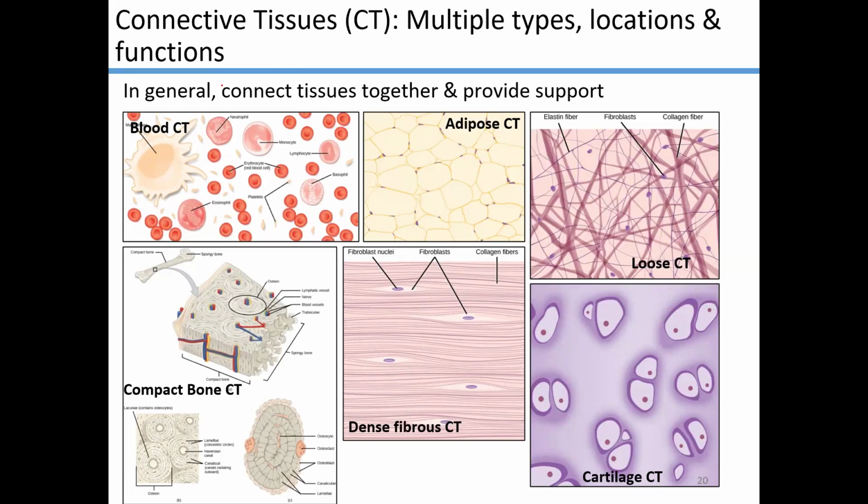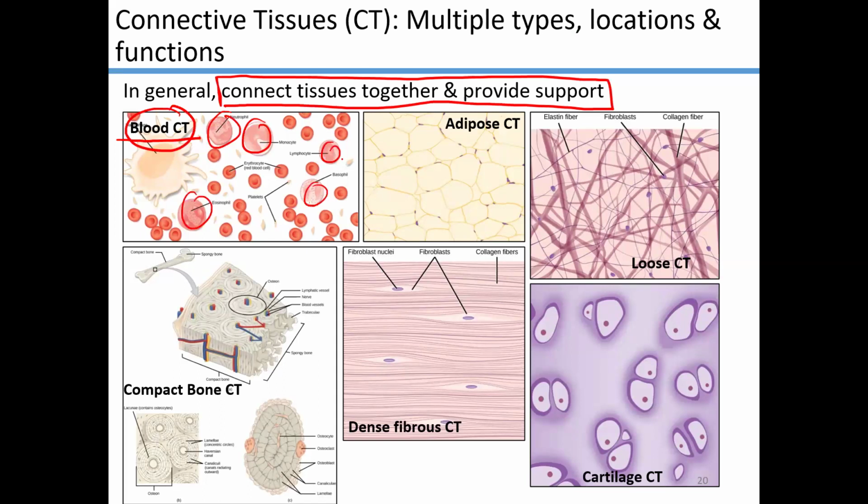So again, in general, connective tissues connect tissues together, as well as provide support. Looking at this, blood is actually going to be a connective tissue. A lot of people overlook that, but it is one. One of the big reasons why is because it connects a lot of tissues together. Remember, blood supplies oxygen and nutrients throughout the entire body. And it provides support as well, because we have all of these different types of white blood cells that help support and protect the body.